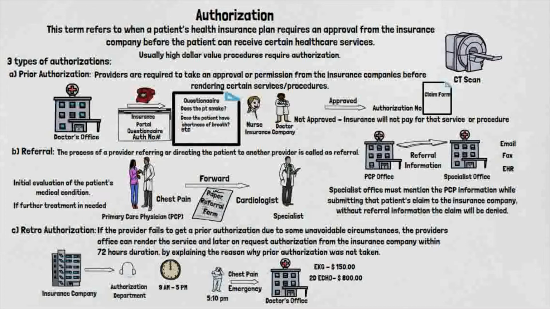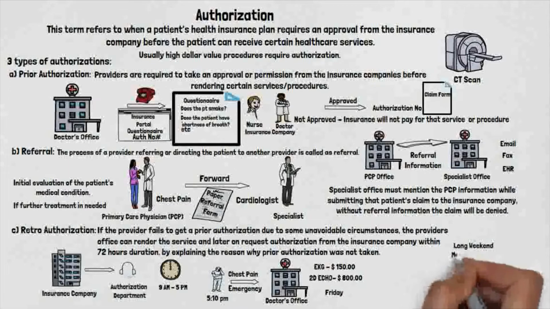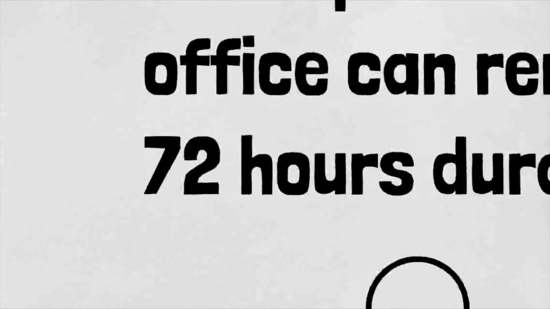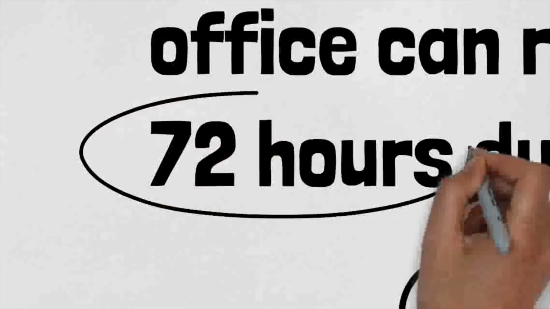Now, at this point of time, prior authorization is not possible as the insurance company is already closed. And let us assume that the patient came to the doctor's office on a Friday and Monday is a holiday because of a long weekend. In this case, the doctor's office will perform the 2D echo and update the insurance company about the procedure on Tuesday. Now, this is the reason why retro authorization has a time frame of 72 hours.